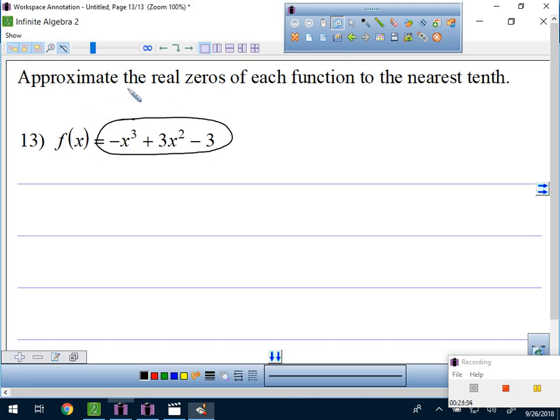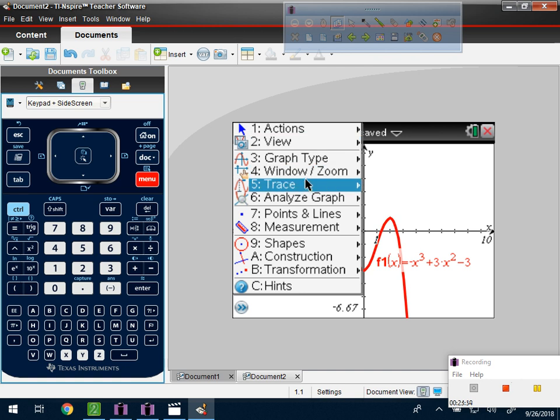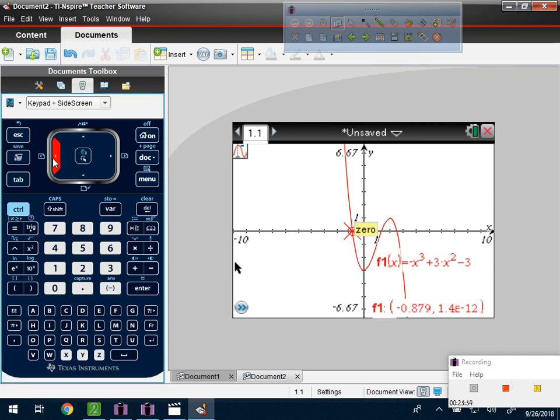It says to approximate the real zeros. So if I look at this graph, how many times does it cross the x-axis? 1, 2, 3. So those are my answers. So here's how you find them. Hit Menu, Trace, Graph Trace. And you see my little bullseye comes up. So I'm just going to go to the left, and you see it says 0. Here's one of my answers right here, negative 0.879. That's one of my answers, negative 0.879.